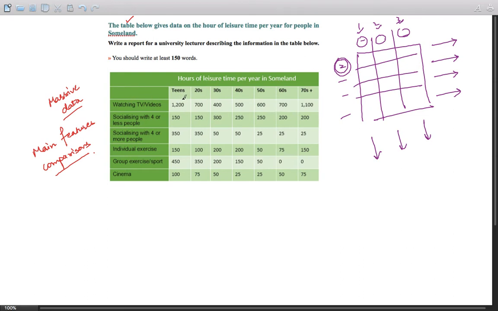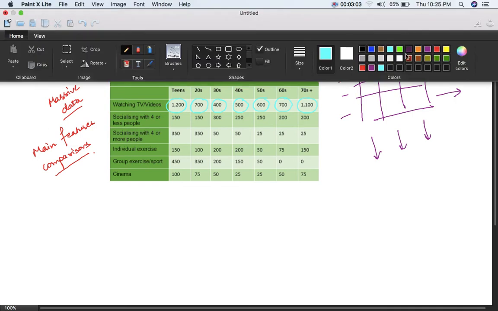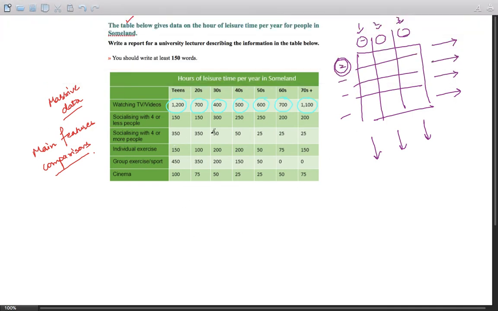So what you'll notice is every group watches a lot of television. So that's one trend. You need not state any numbers. All you need to do is say that all groups spend most of their leisure time in watching television. And let us come to the least of them. Let us come to the least values. Let me change the color so that it's more visible.